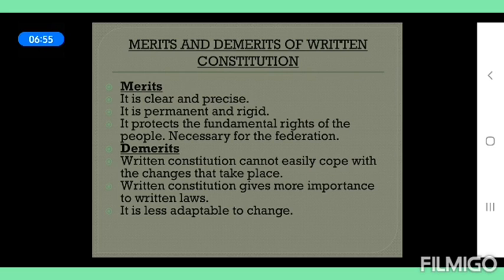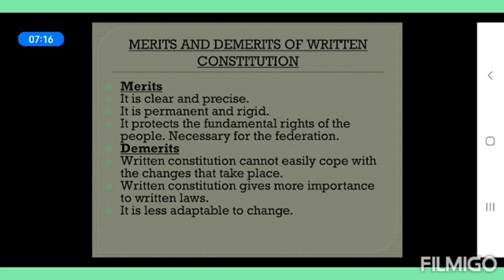Okay, so that is why, from time to time, we know that the constitution needs to be revised and modified. Certain changes have to be brought. So a written constitution, being rigid, is not easily amendable whenever necessity arises in certain circumstances. Okay, so that is number one, demerits of written constitutions.